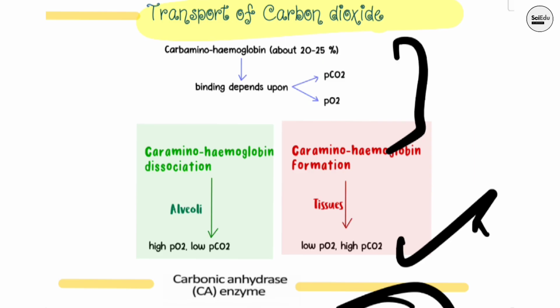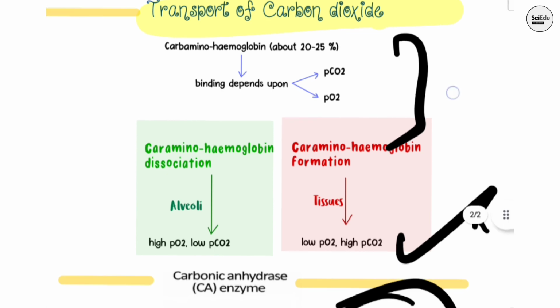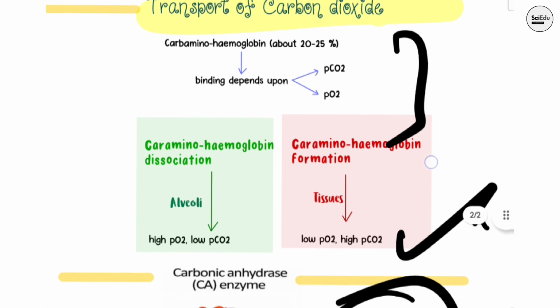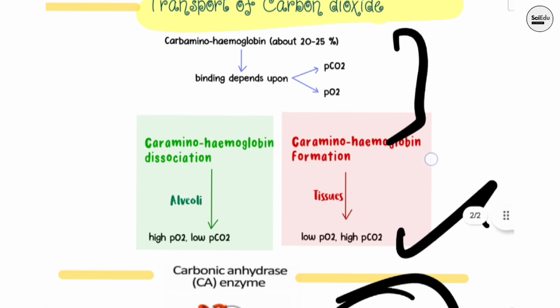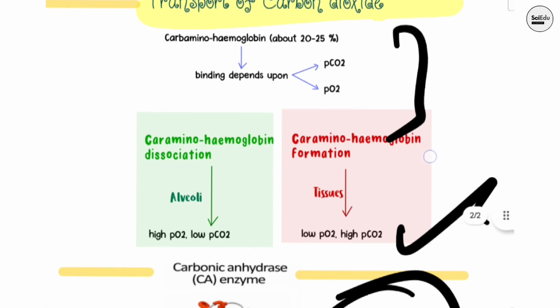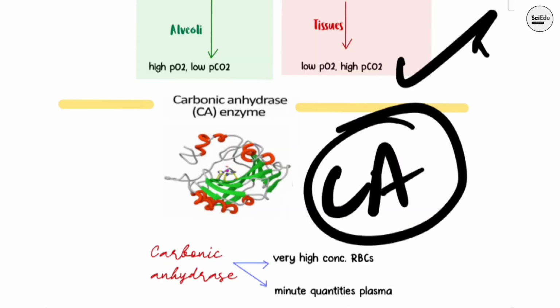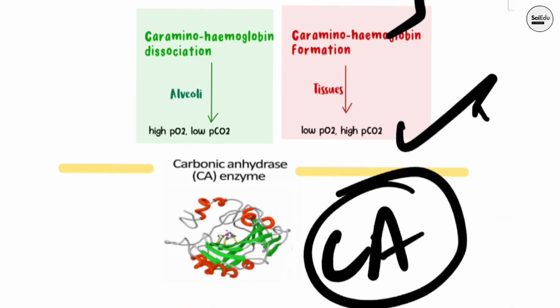Transport of carbon dioxide: CO2 is carried by hemoglobin as carbaminohemoglobin, about 20 to 25%. This binding is related to the partial pressure of CO2. PO2 is a major factor which could affect this binding. When PCO2 is high and PO2 is low as in the tissues, more binding of carbon dioxide occurs, whereas when the PCO2 is low and PO2 is high as in the alveoli, dissociation of CO2 from carbaminohemoglobin takes place, i.e., CO2 which is bound to hemoglobin from the tissues is delivered at the alveoli.